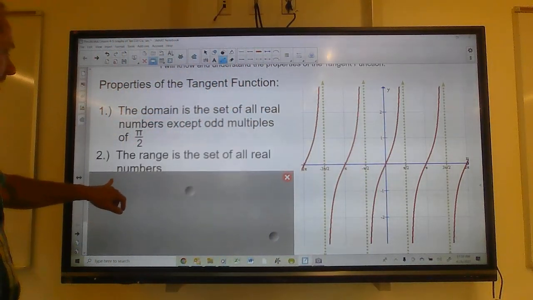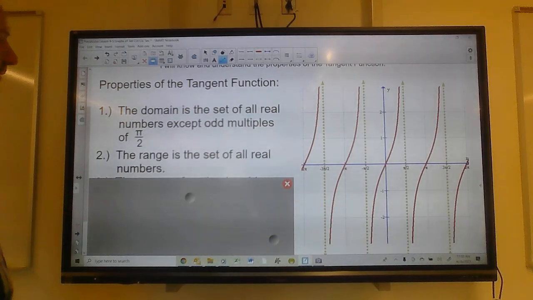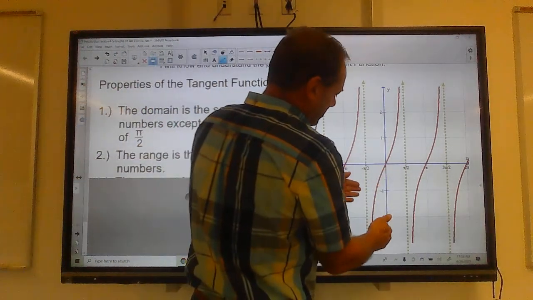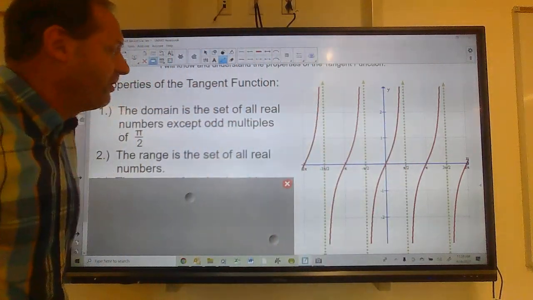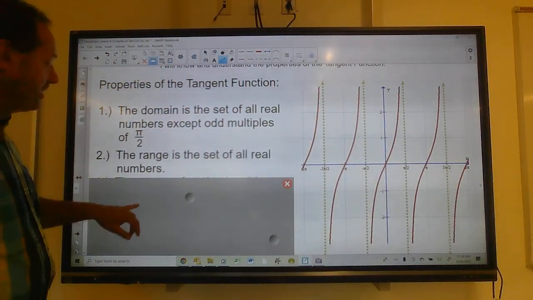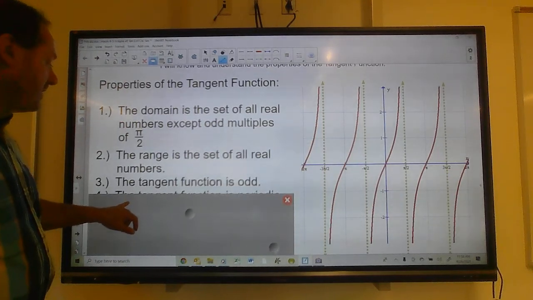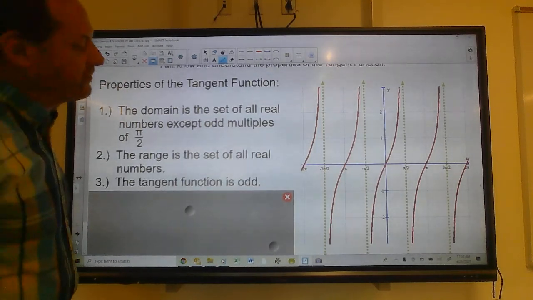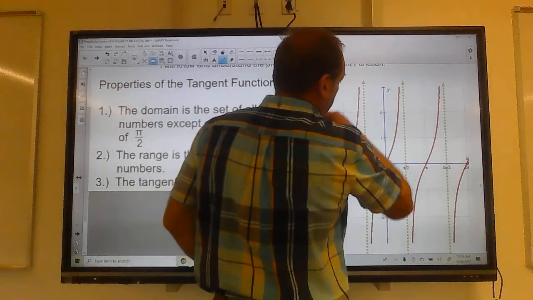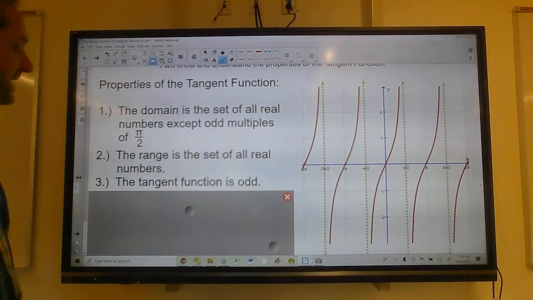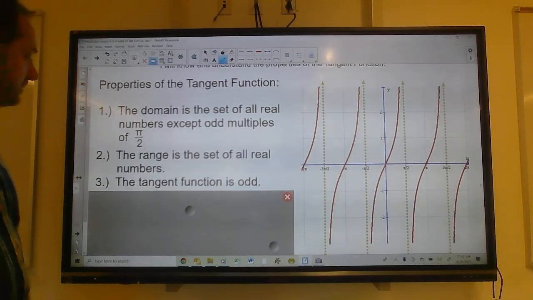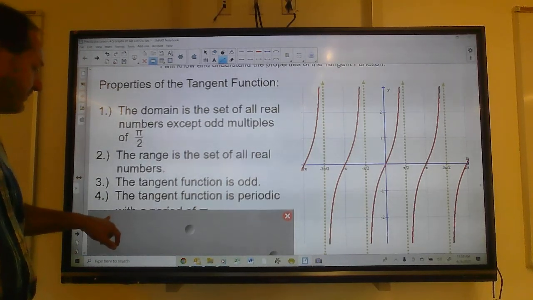Okay. The range is the set of all real numbers. So if you just look at this one section, this goes from negative infinity to positive infinity. So it covers all the numbers in the range. Not a problem. The tangent function is odd. So if I took this and rotated it 180 degrees, the graph would look exactly the same as it does now. So it's an odd function.